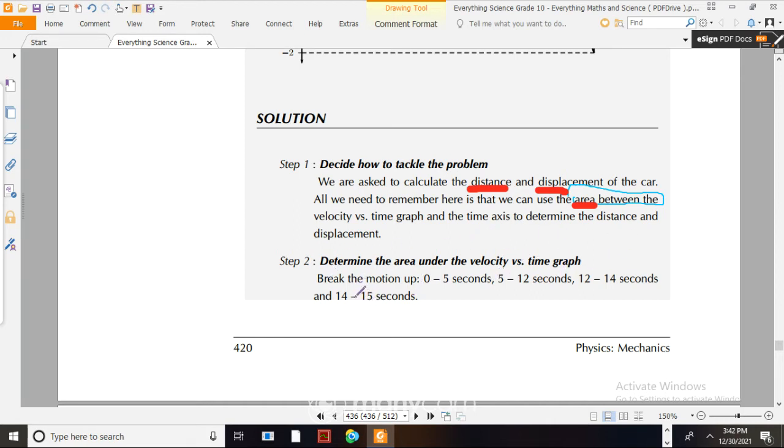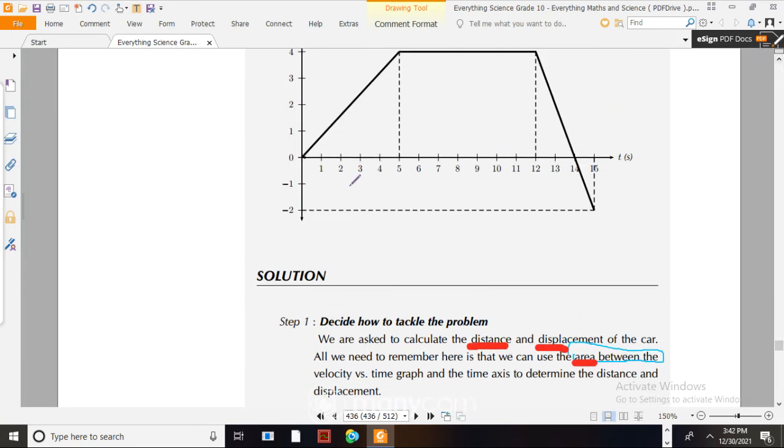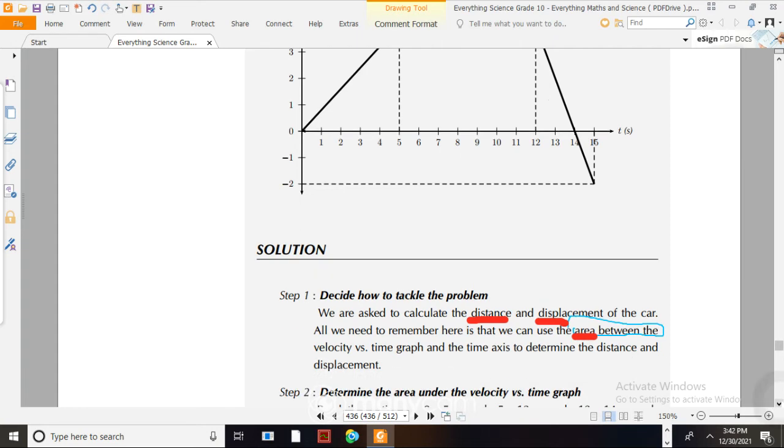Here is an action to calculate the area. Break the region from 0 to 5 seconds, 5 seconds to 12, then from 12 to 15, breaking it into three parts.